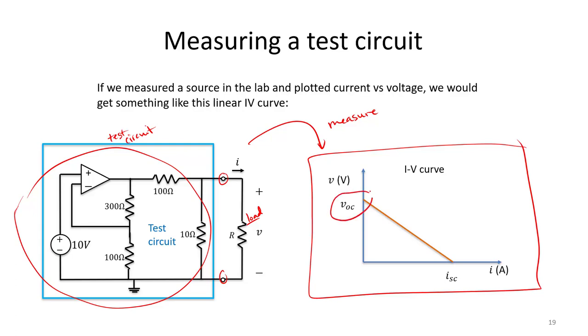Notice that there are these two parameters here, VOC and ISC. These define the intercepts of the IV curve with the x and y axis, or the horizontal and vertical axis. And notice, since the circuit has linear behavior, the IV curve is a line.